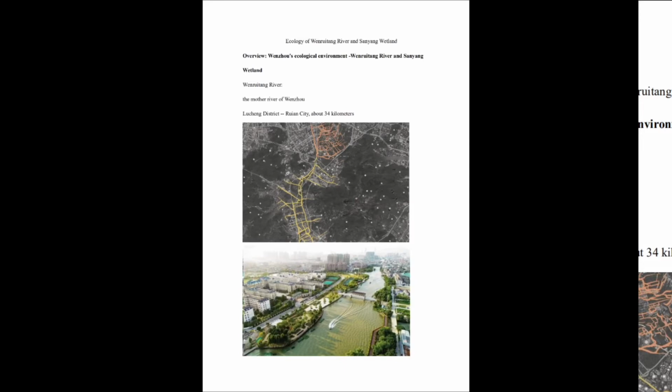Wenzhou's ecological environment is mainly composed of two parts: Wenruitang River and Zheng wetland. Wenruitang River is the mother river of Wenzhou. It was basically formed as early as the Eastern Zheng dynasty. From the Lucheng district of Wenzhou city in the north, the river flows to the east gate in Weihan city, with a total length of about 34 kilometers.